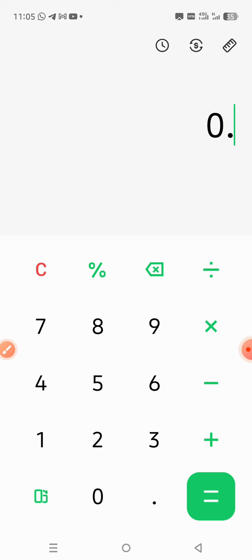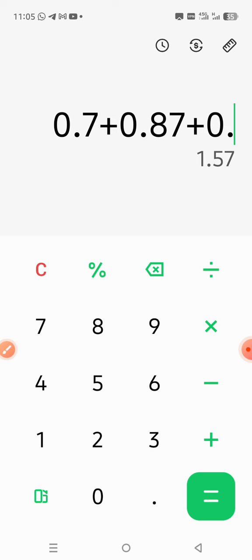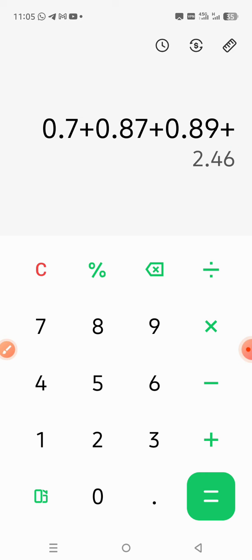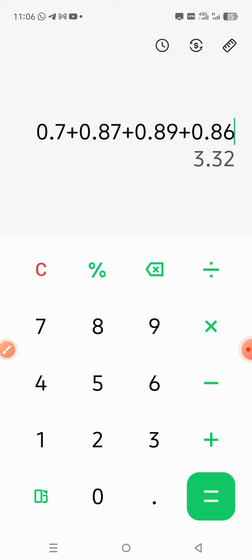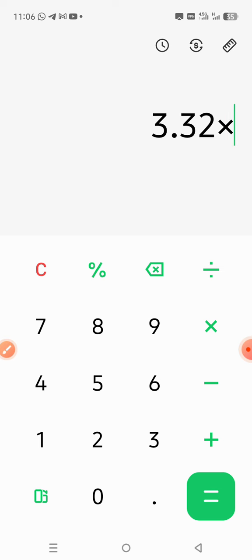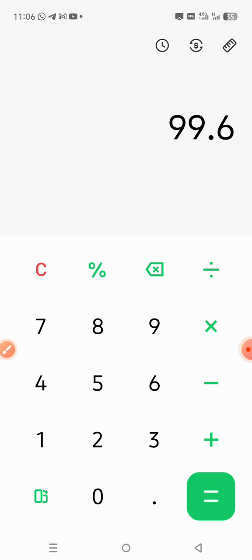Okay, guys, let us do some calculation here and see how much I've earned just by proof of POV. Now 0.7 plus 0.87 plus 0.89 plus 0.86. Guys, that is 3.32, just for today. So if the whole month I'm doing this, let's multiply this by 30. That is over $99, okay? Just for validating.